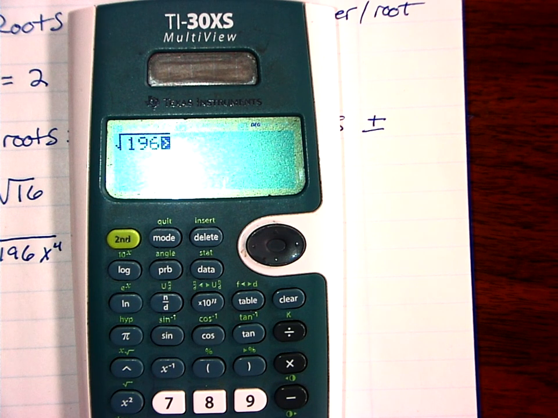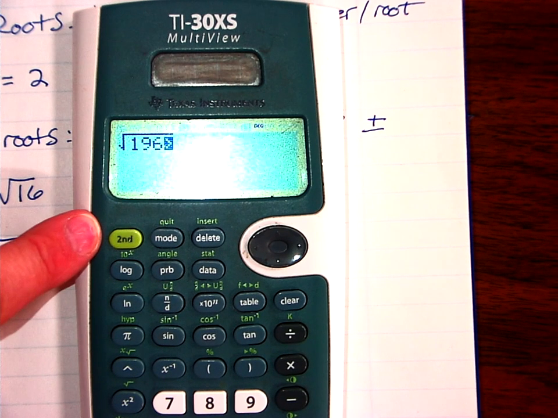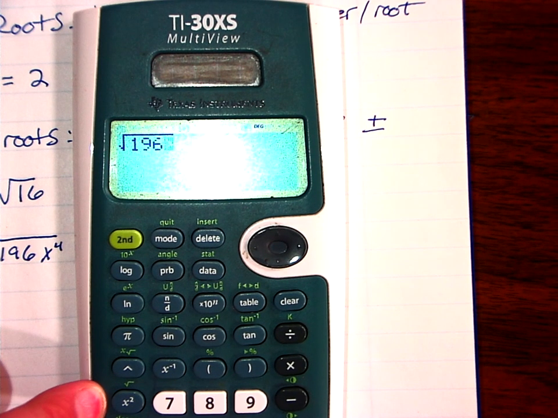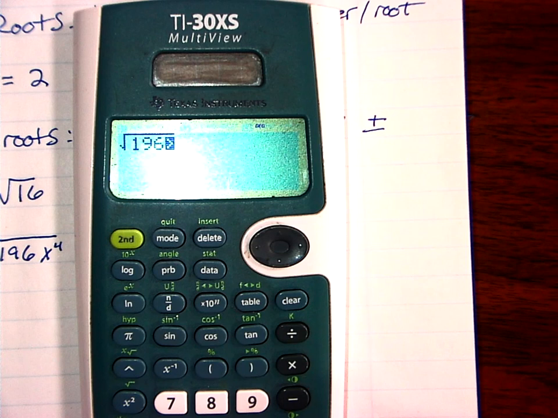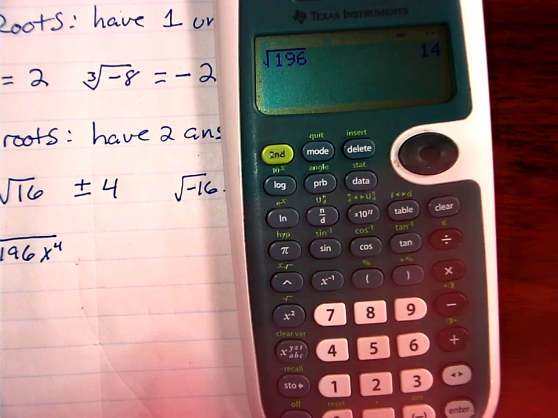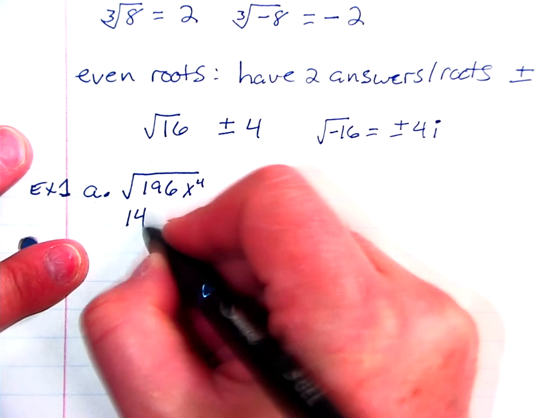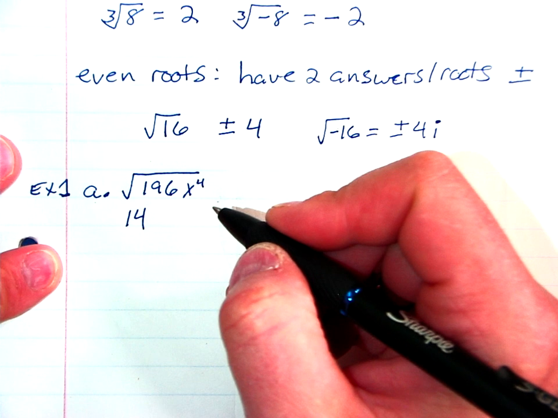Hit second, the green key, and then hit the x squared. That'll get you to square root. Hit enter, and you get 14. So the square root of 196 is 14. Actually, can it be plus or minus 14? Yeah.